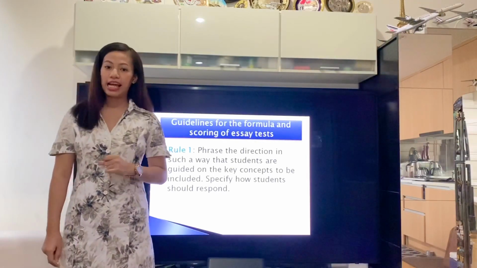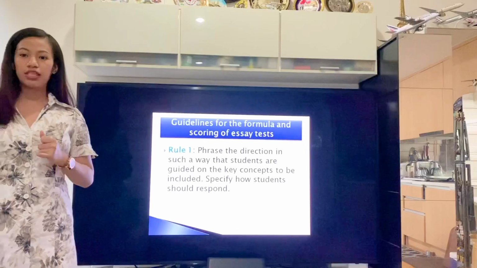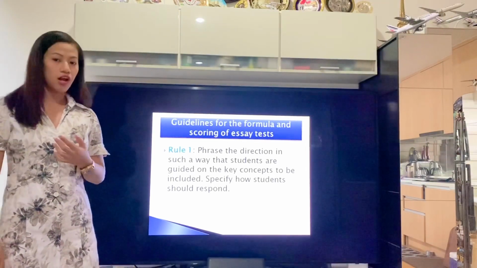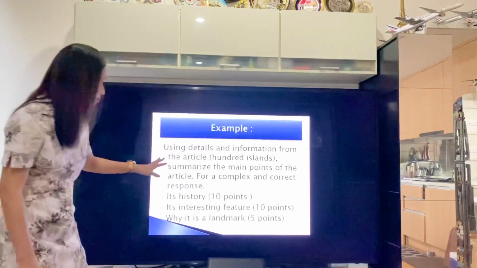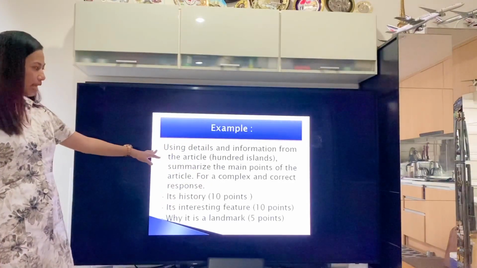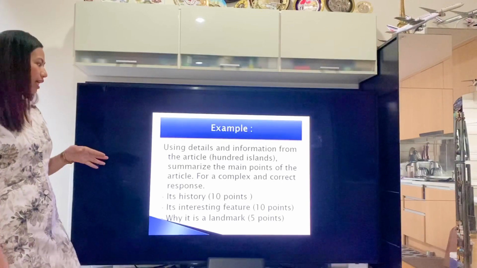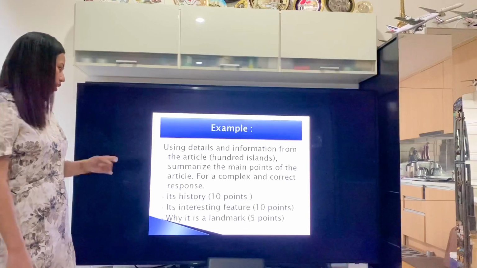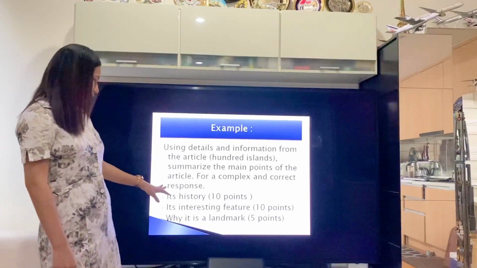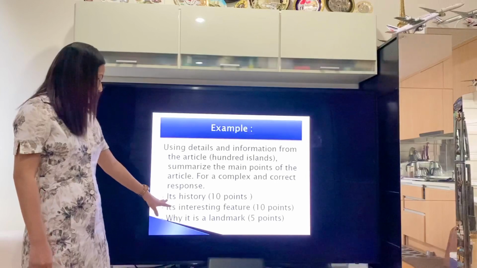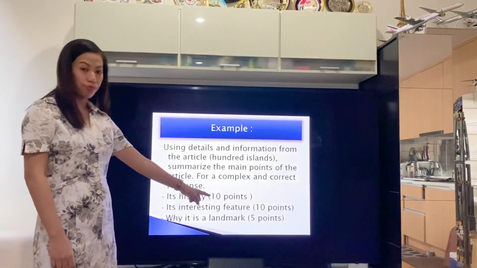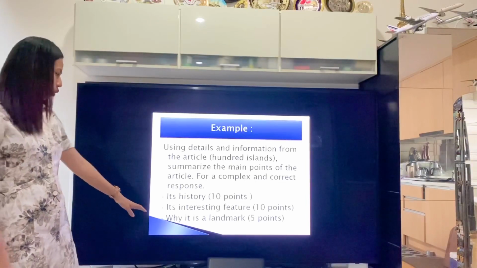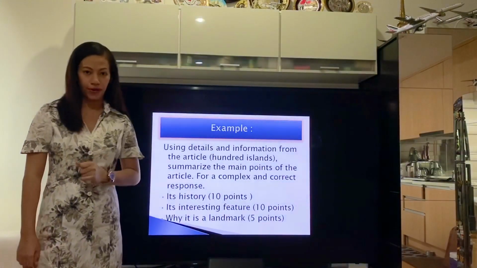So, kailangan natin i-guide ang student natin sa mga key points na gusto natin para alam ng students kung paano sila mamarkahan. For example, using details and information from the article 100 Islands, summarize the main points of the article for a complete and correct response. So, ito yung criteria. Its history, 10 points. Its interesting features, 10 points. Why it is a landmark, 5 points.